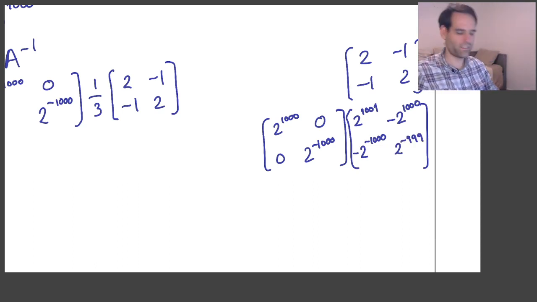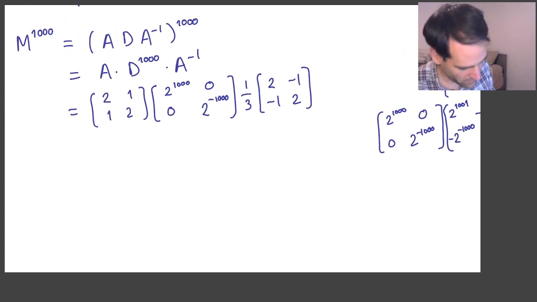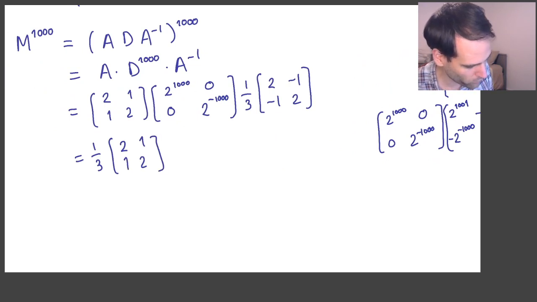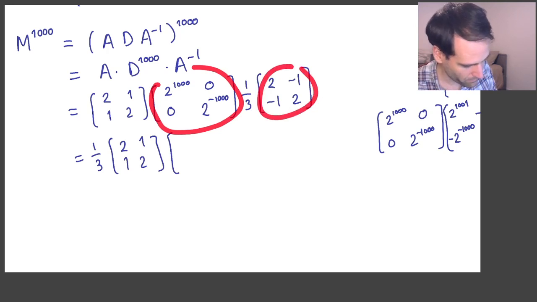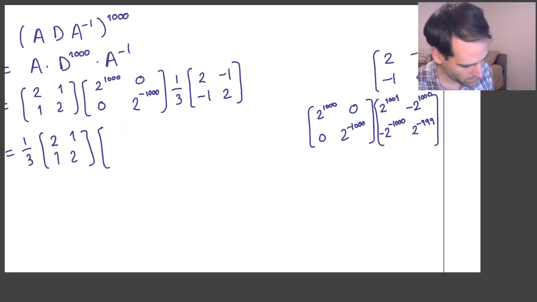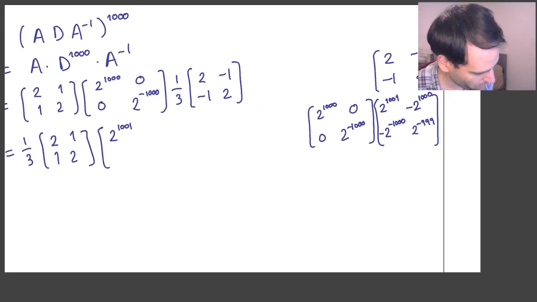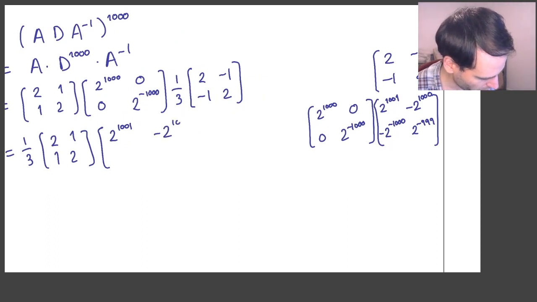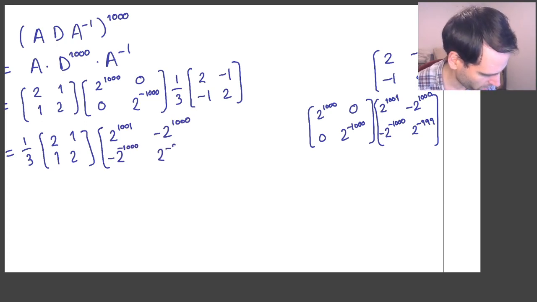So be careful, don't get confused with the powers here. Do the multiplications carefully. So therefore, this is equal to, I moved the 1/3 before, I have still not multiplied this first matrix, but I have multiplied the rest. So I have done this times this. So the result is 2 to the 1001, minus 2 to the 1000, minus 2 to the minus 1000, and 2 to the minus 999.